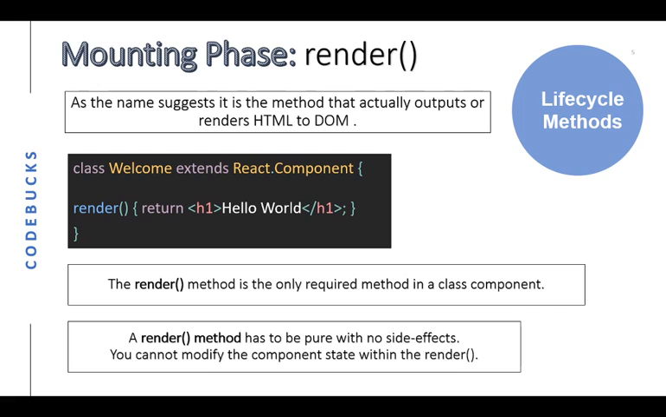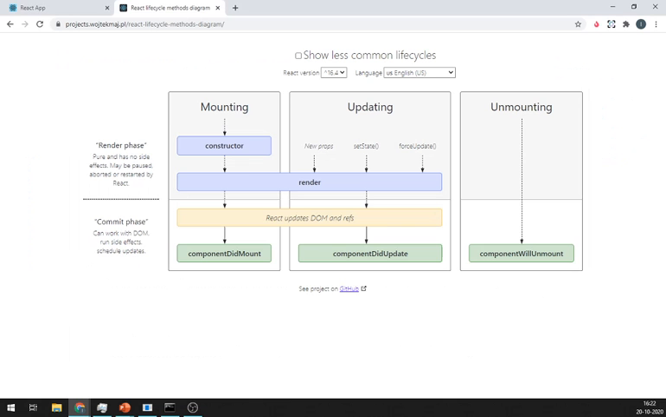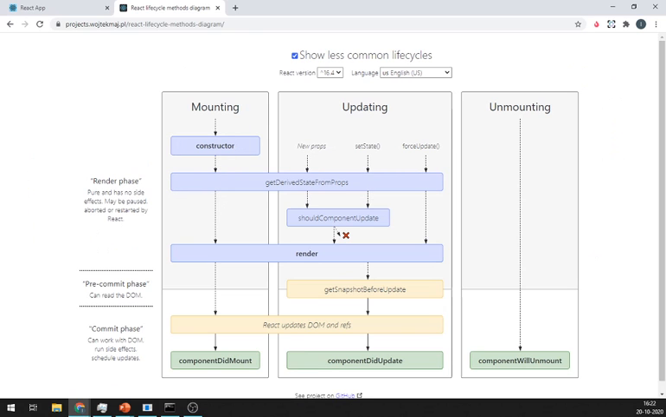A render method has to be pure with no side effects, which means it will always return the same output when the same inputs are passed. You cannot modify the component state within the render method, so you cannot use the setState method inside of the render method. One more thing. In the updating phase, as you can see here, there are two less common methods invoked before the render method. So when you update anything or change state and props, this method ensures whether your component needs to render or not. So the render method will only run if the shouldComponentUpdate method returns true, else it won't.